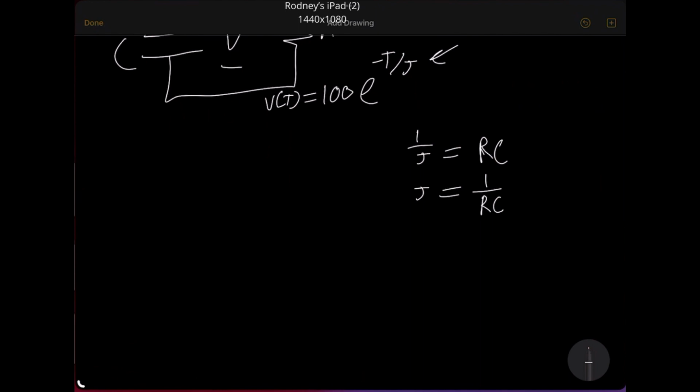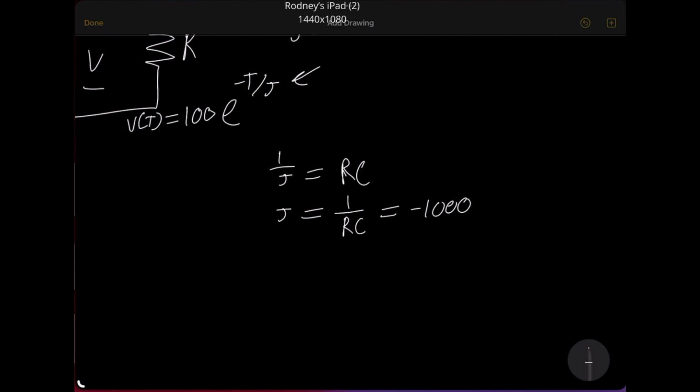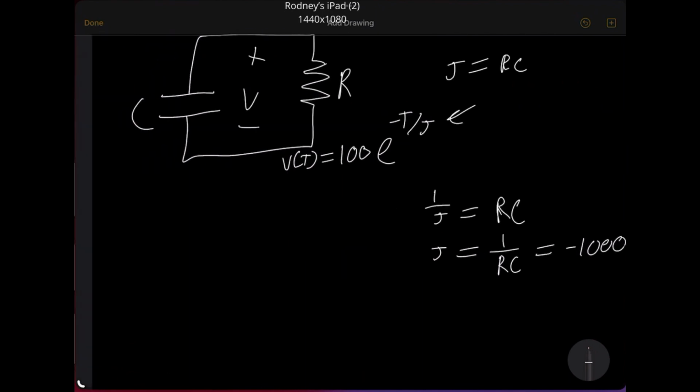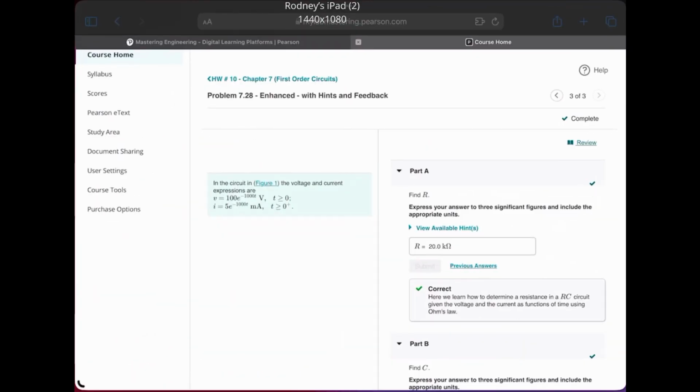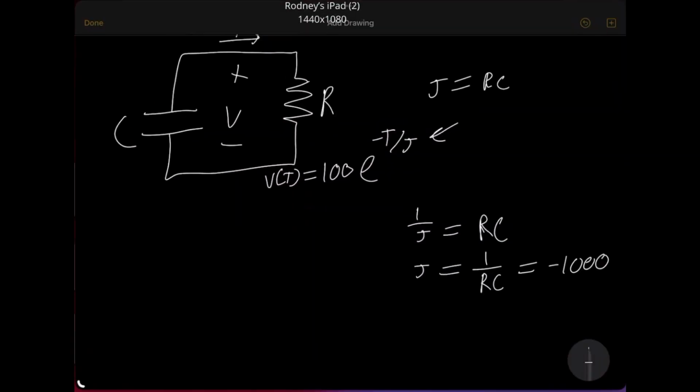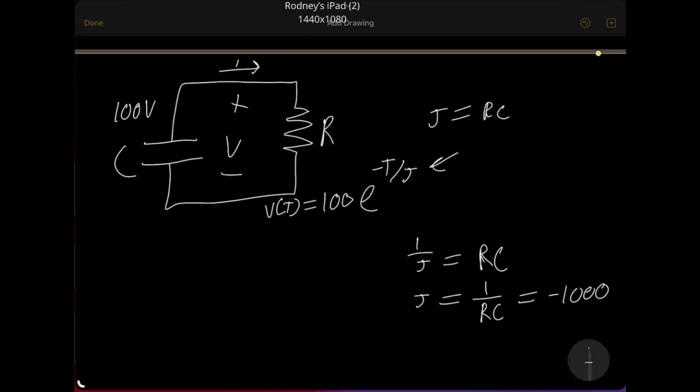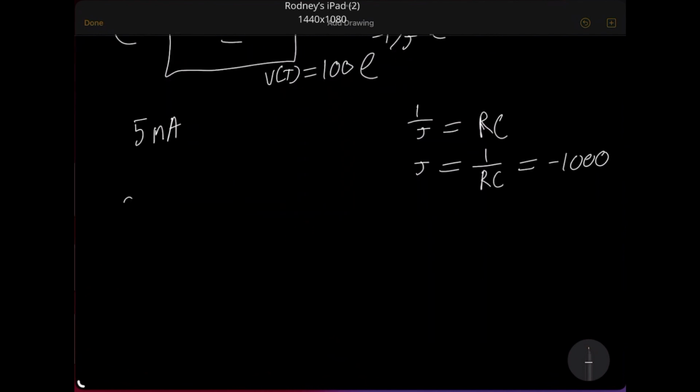Okay, and that's going to be equal to negative 1,000. And we know the other equation. If we look at these two equations, we see that the voltage and I as functions of time are given, and that if we were to set t equal to 0, our starting voltage will be 100 volts, and our starting current will be 5 milliamps. So, 100 divided by 5 will give us 20 kilo ohms. That's our resistor value.